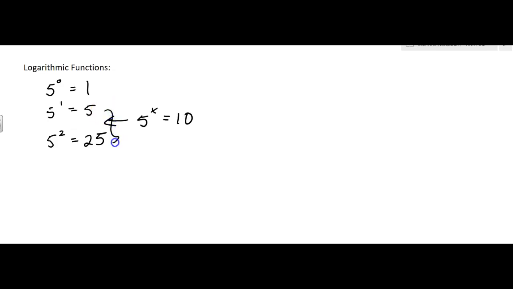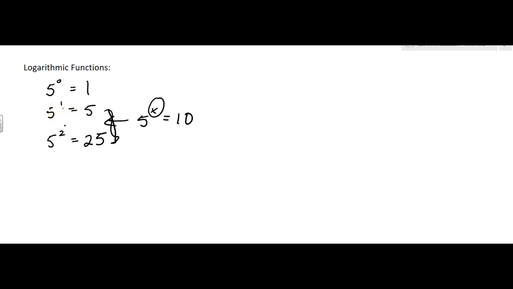We know that that exponent could be a rational exponent. It could be a fraction. It could be a decimal. We don't know what that number is, though. We don't know what 5 to some power equals 10. We don't know what that power would be. We know it's going to be between 1 and 2, right?